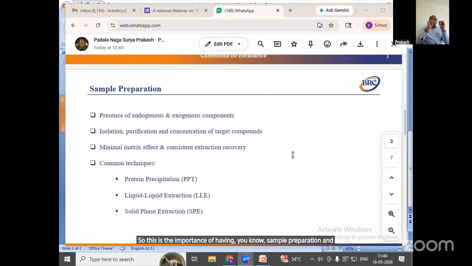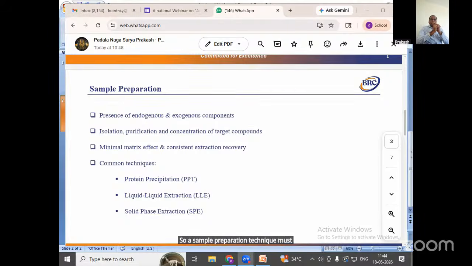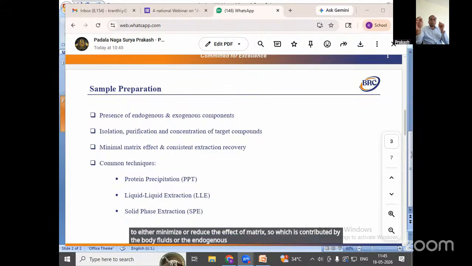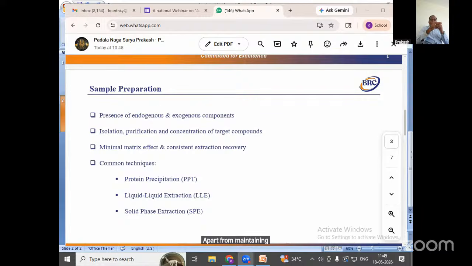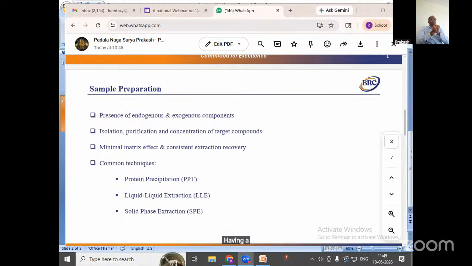And an ideal sample preparation method must focus on two things apart from the isolation. A sample preparation technique must be capable of minimizing or reducing the effect of matrix, which is contributed by the body fluids, or the endogenous or exogenous compounds present in the body fluid, apart from maintaining a reasonable and consistent extraction recovery. These are the two critical objectives of having a sample preparation procedure.